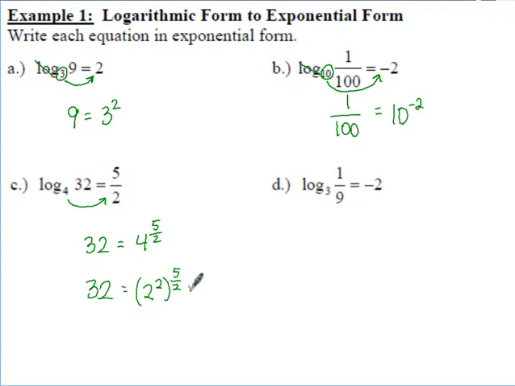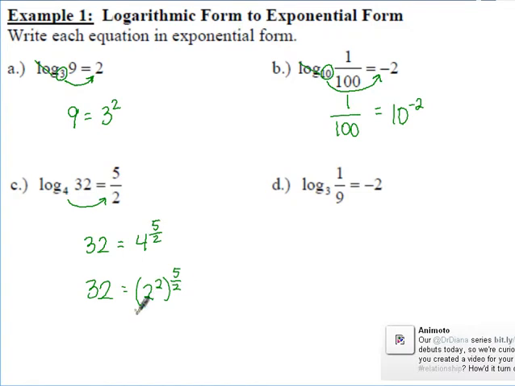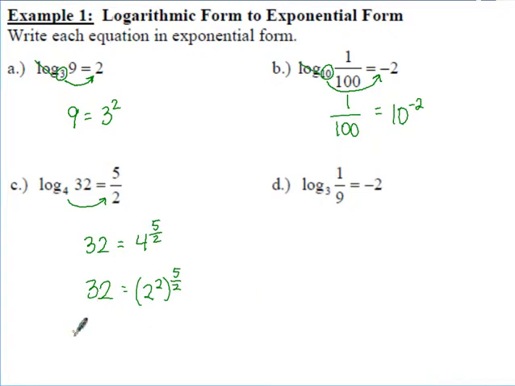Those cancel, so you get 2 to the 5th, which is equal to 32. So isn't that a true statement? So 4 to the power of 5 halves is equal to 32. Can you multiply 2 times 5 halves? So then those cancel, which means all you have left is 2 to the 5th power. So 2 to the 5th equals 32.